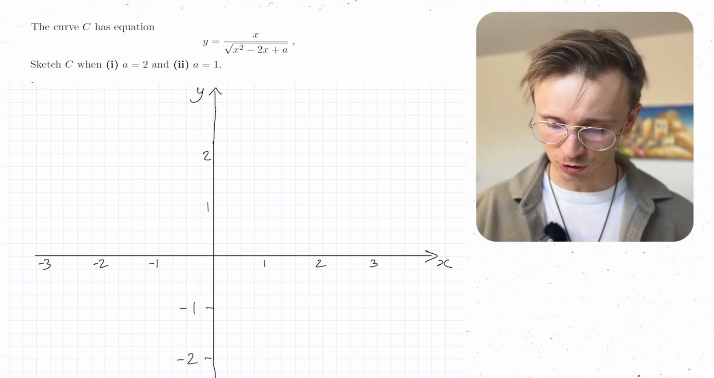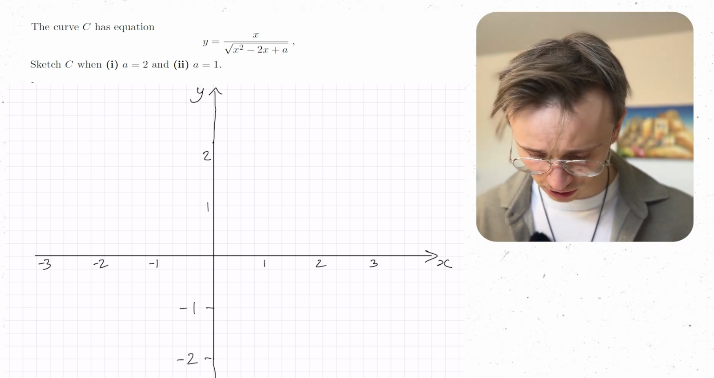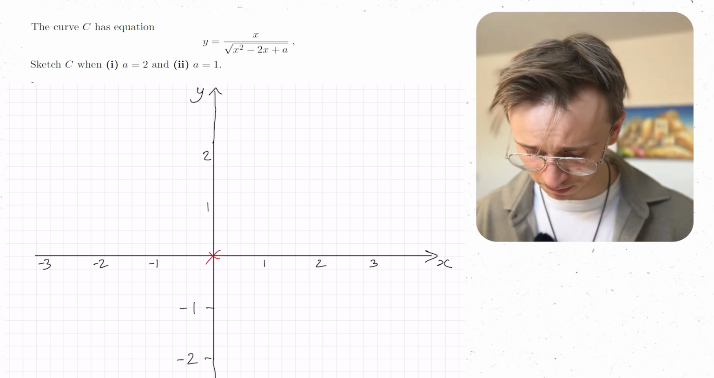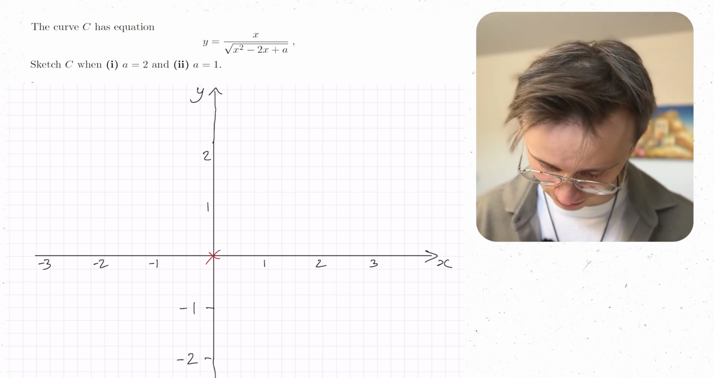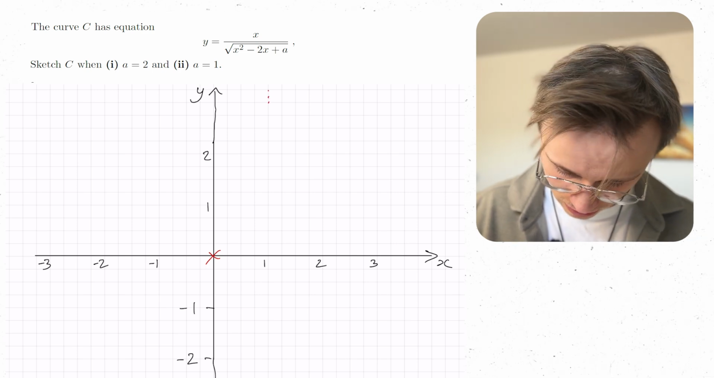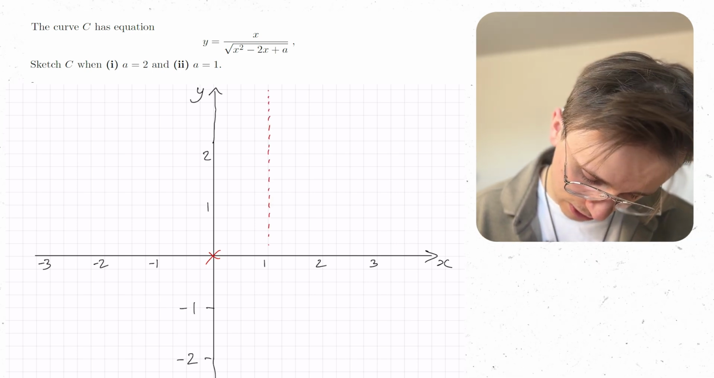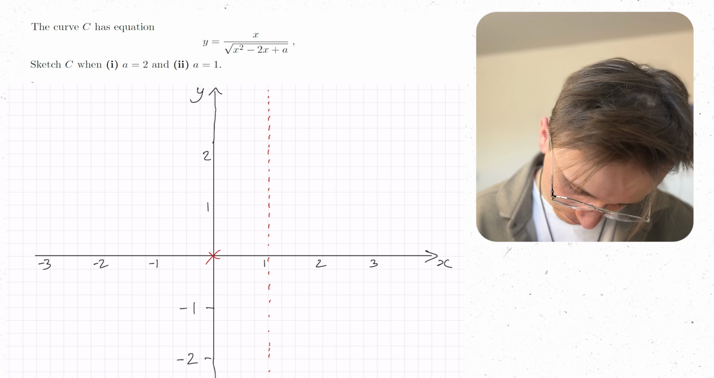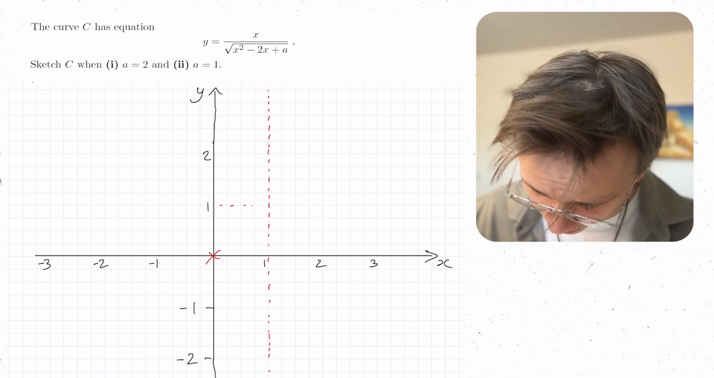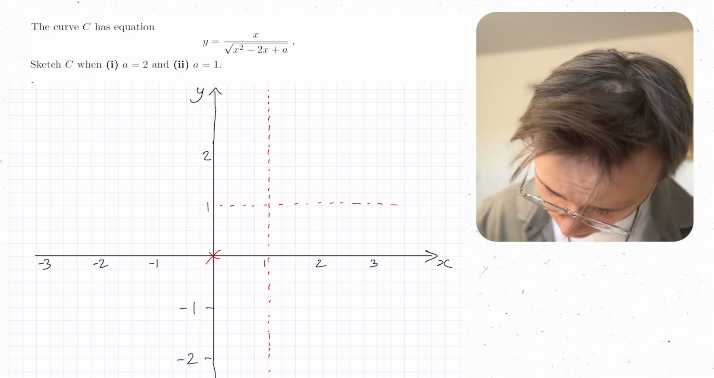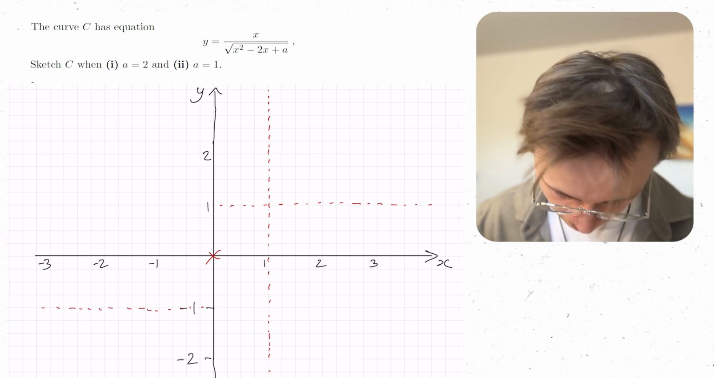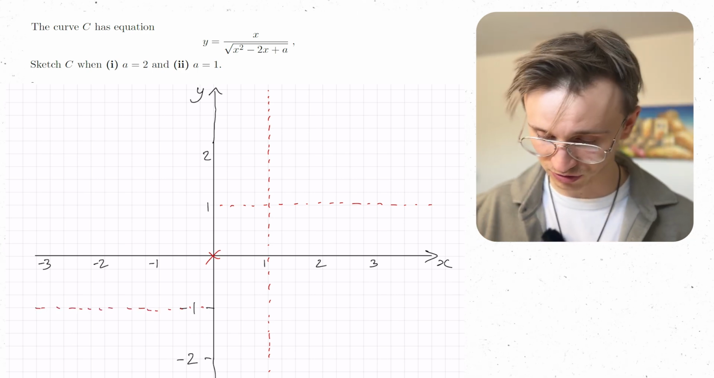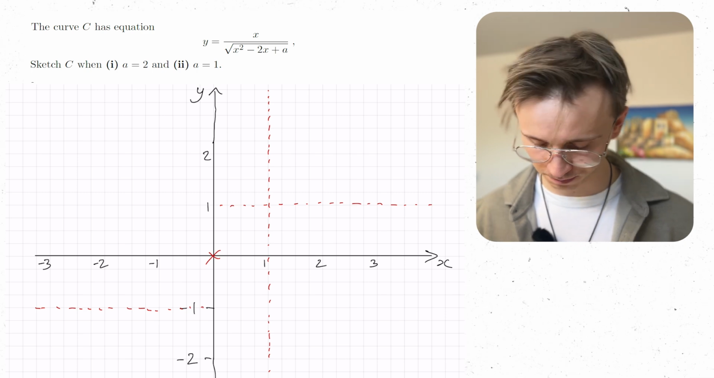Okay, so let's draw on what I know. First off, I have that crossing point at 0, 0 again. I also have a vertical asymptote at x equals 1, a horizontal asymptote at y equals 1, and at minus 1. Lastly, I don't have any turning points. So this is all I know about the graph.